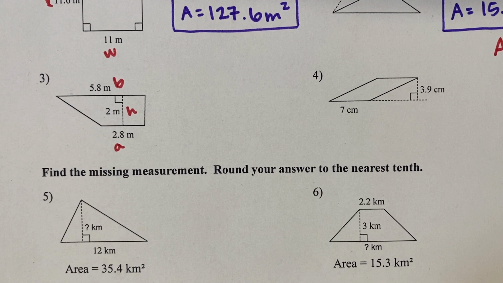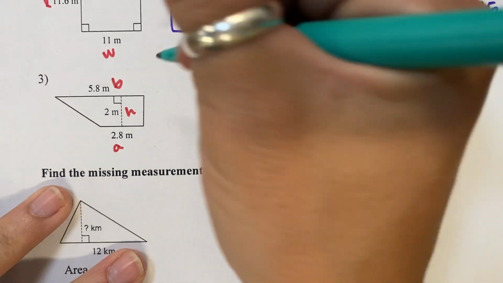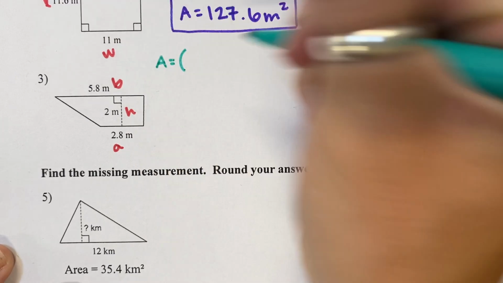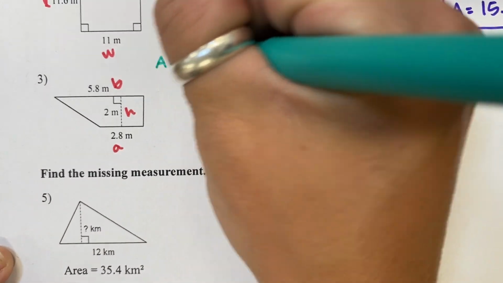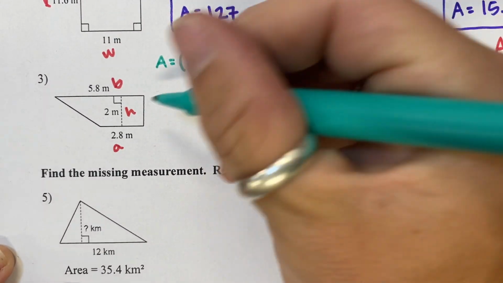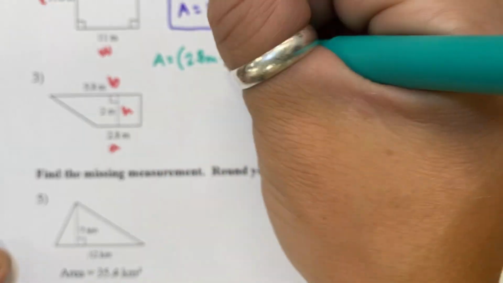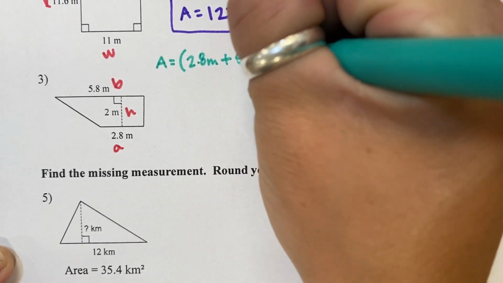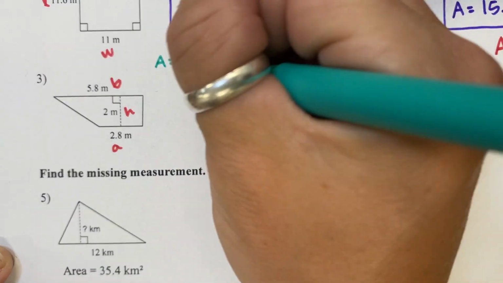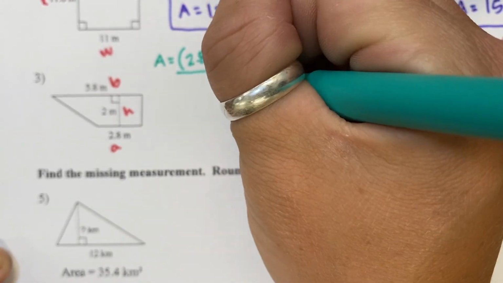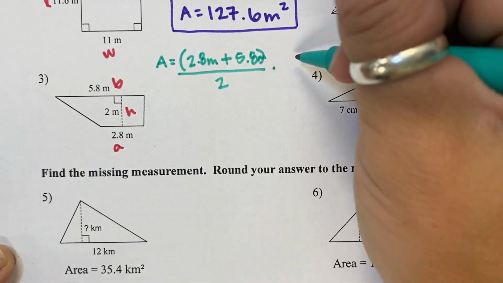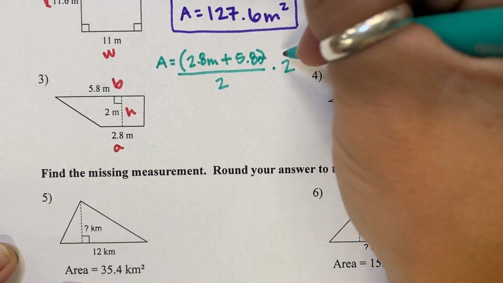Okay, well, let's go ahead and plug that in. So we have area equals parentheses A, 2.8 meters, plus B, 5.8 meters. Whoops, there's a little m there. Then we're going to have to divide it by 2 and multiply it by our height, which is also 2 meters.